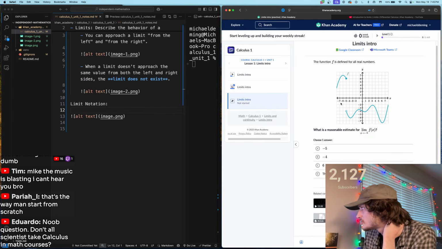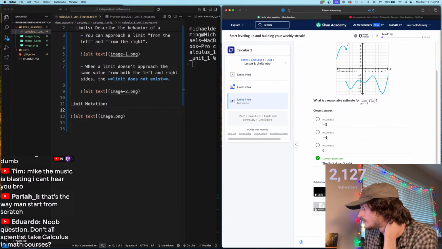Okay, so as x approaches -5 here, we do have two different limits that we're converging on from the left and right, so this does not exist.